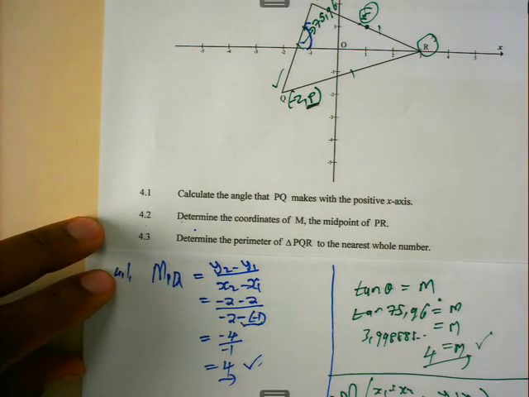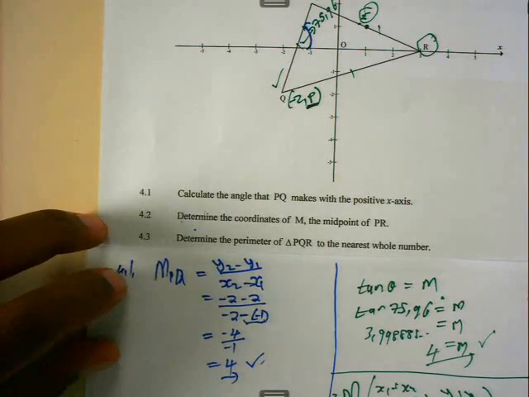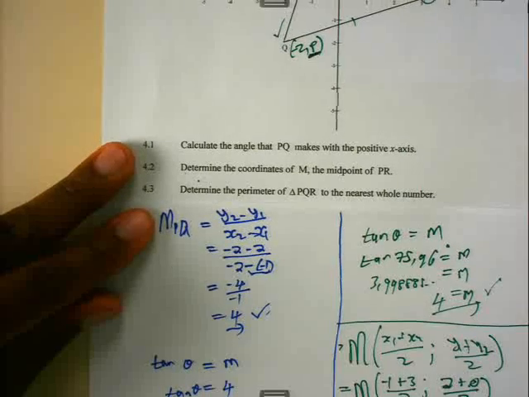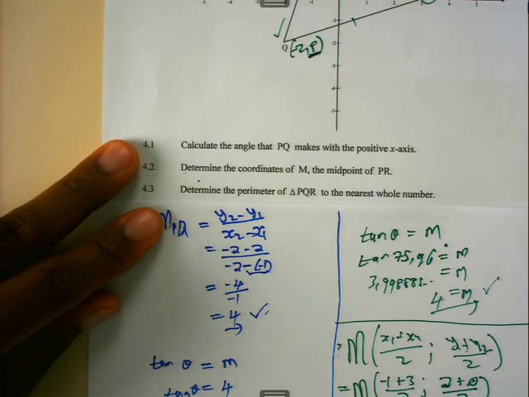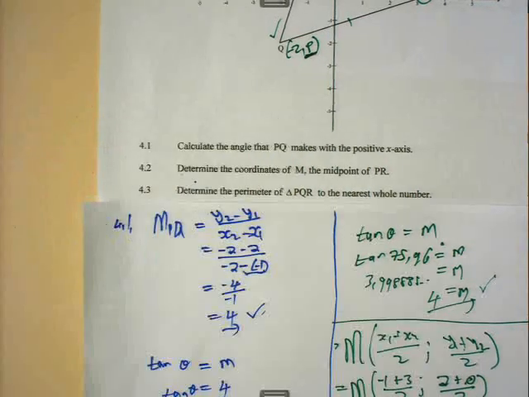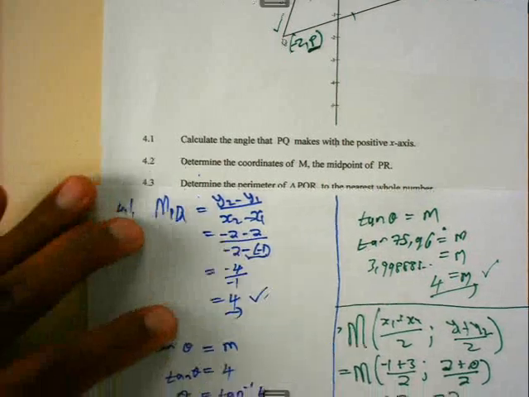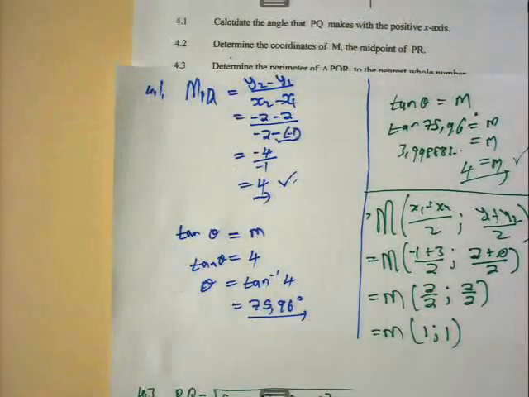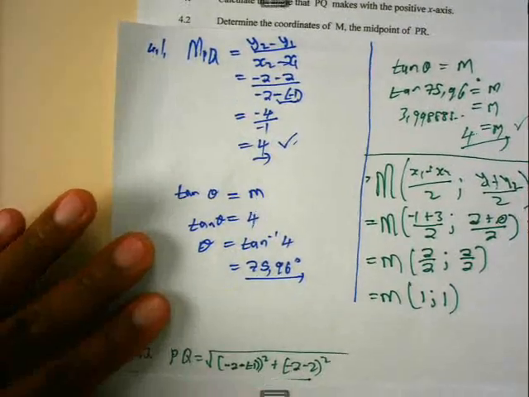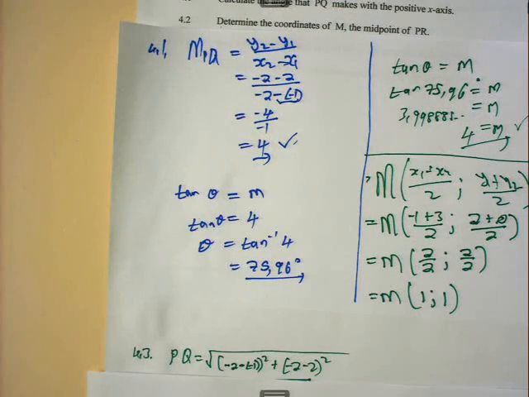Right, thank you, boys and girls. I believe now you are done with the question. Of course, determine the perimeter of triangle PQR to the nearest whole number. Right, now let us see. Since you are going to use the distance formula, we can start with what? We can start with PQ. Then you can see PQ there.